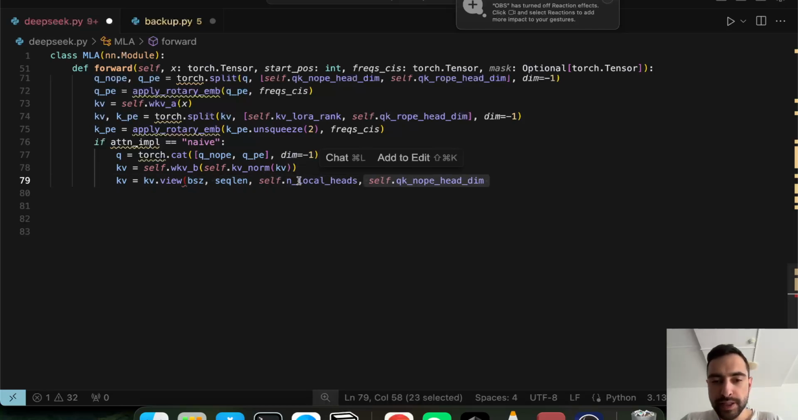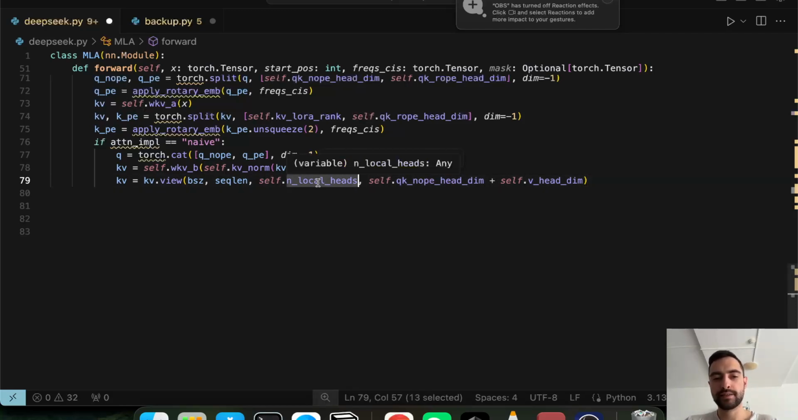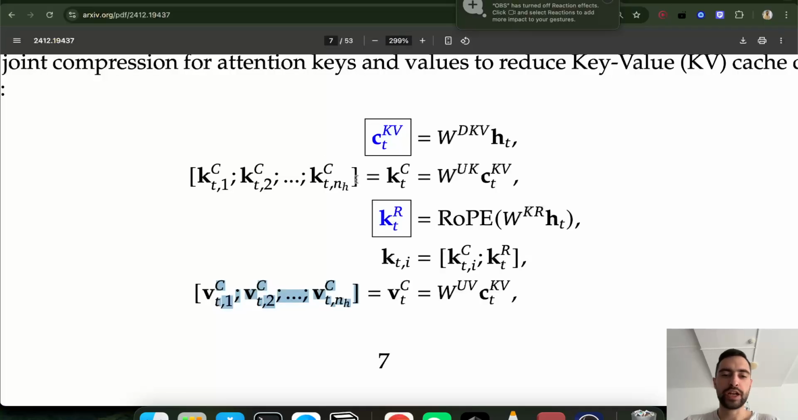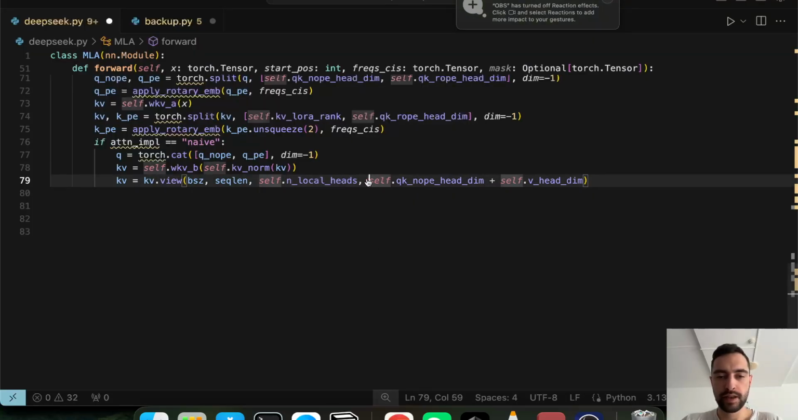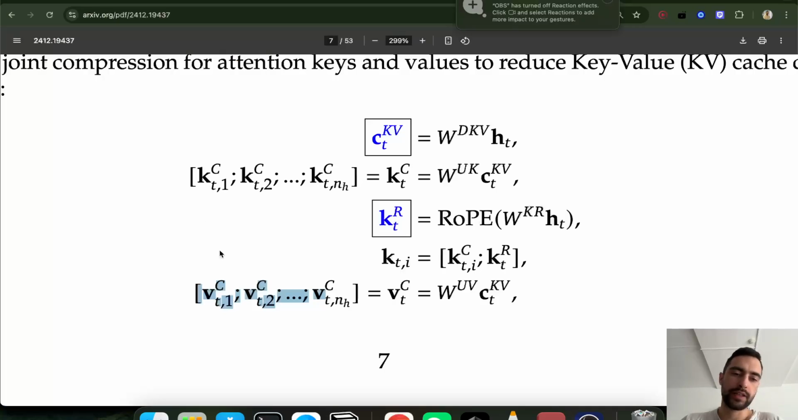Yeah, we are splitting key and value. So we have the number of local heads. And now we are splitting into heads. So we are doing this operation first. Now we will just get a bunch of heads, and each head will contain this key and this value concatenated. So we are doing that step first, splitting into heads. And then we will split again, so we will separate value heads and key heads.